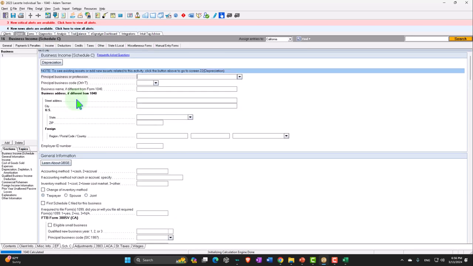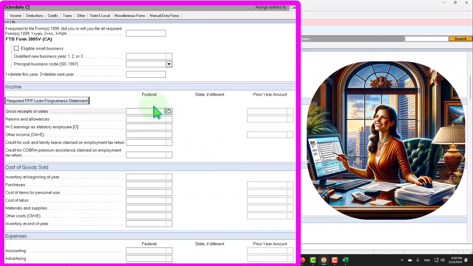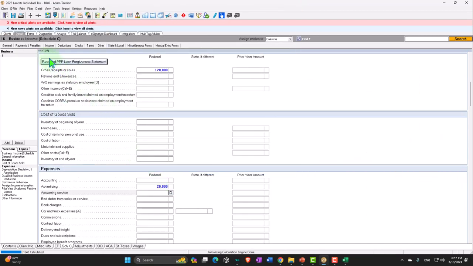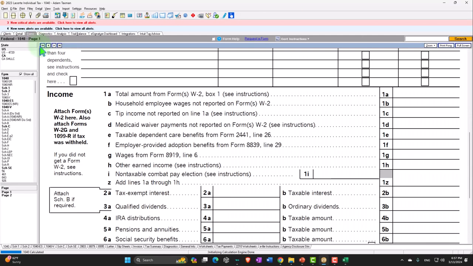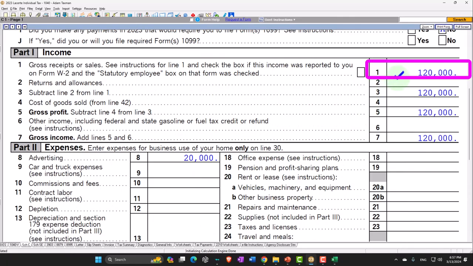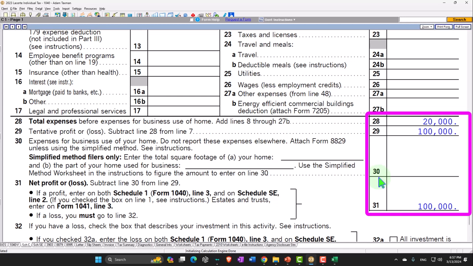So let's add a Schedule C, and let's put the same amount of general income. So we're going to go back to our $120,000. And then we're going to say that the expenses for advertising are $20,000. That will then give us $100,000 of income that's coming through on the Schedule C. So now we have a Schedule C here. And so here's our income statement. The 120 minus the 20 gets us to the $100,000.